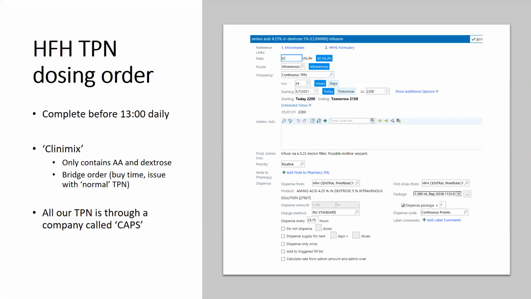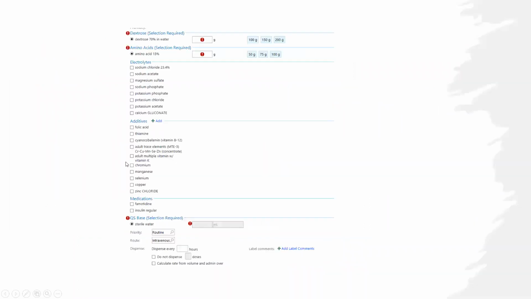If you don't know which TPN solution or there's a problem with the standard, Clinimix is basically the default, the first line if you're unsure. But keep in mind, Clinimix only has 4.25% amino acids and it's only 5% dextrose. So the math varies quite a bit. You'll end up getting a lot more volume because of that. All our TPN is done through a company called CAPS, and sometimes there are issues with potassium and things, and that's when you can default to Clinimix as well.